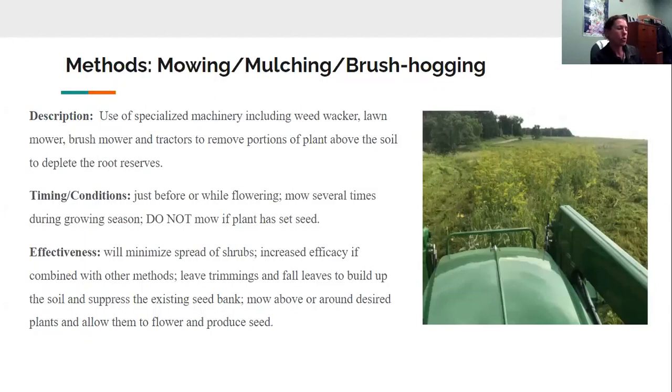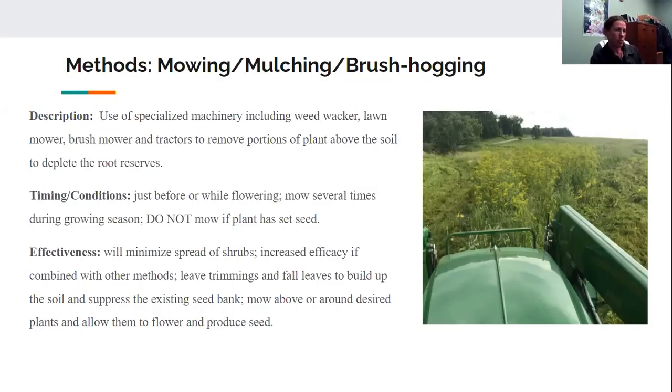But you want to mow before the plants begin putting nutrients back into their roots. And this happens during the flowering stage. You will likely have to mow several times during the growing season. Some plants will put up additional stems and sprouts to start to flower and try to put out seeds. So you want to make sure that you're monitoring your site.